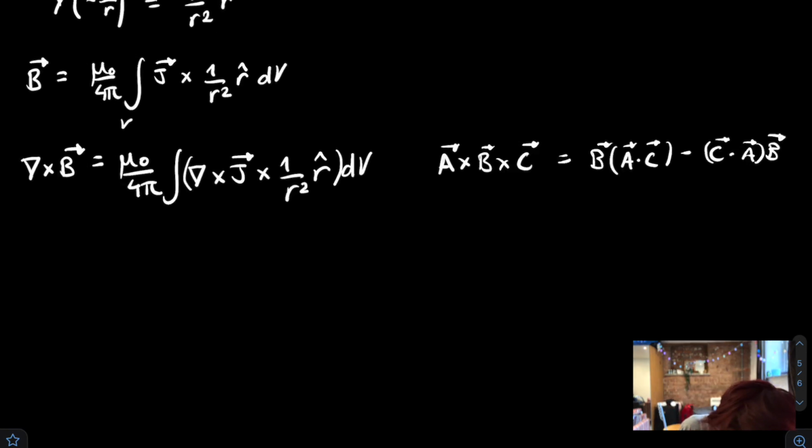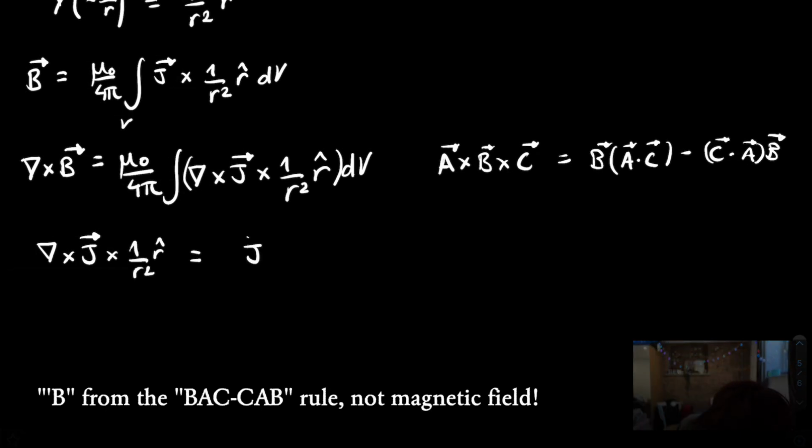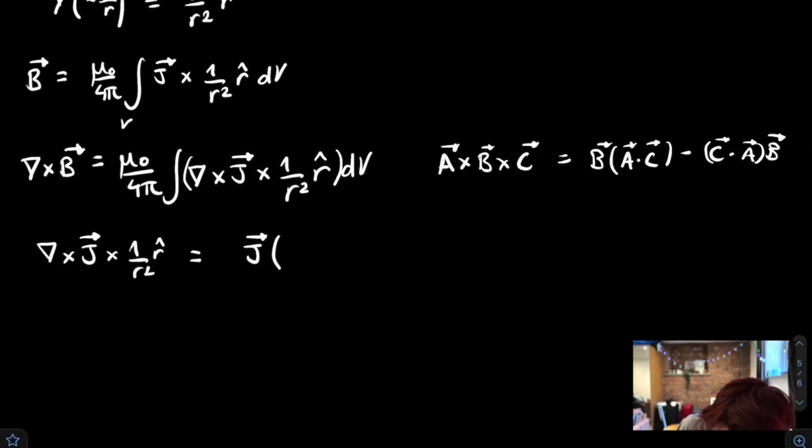So let's evaluate the expression that's inside the integral first. We're going to get del cross J cross 1 over R squared R hat, with J as our central term B. So we're going to get our J vector multiplied by A dot C. This is our A, and this is our C right here. So we get J times the divergence of 1 over R squared in the R hat direction, minus C dot A.